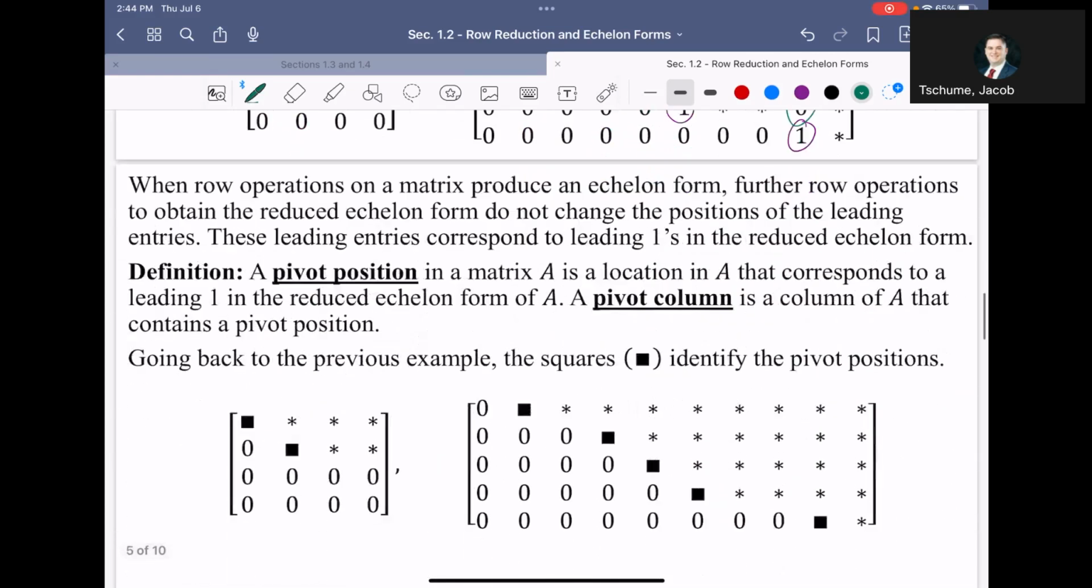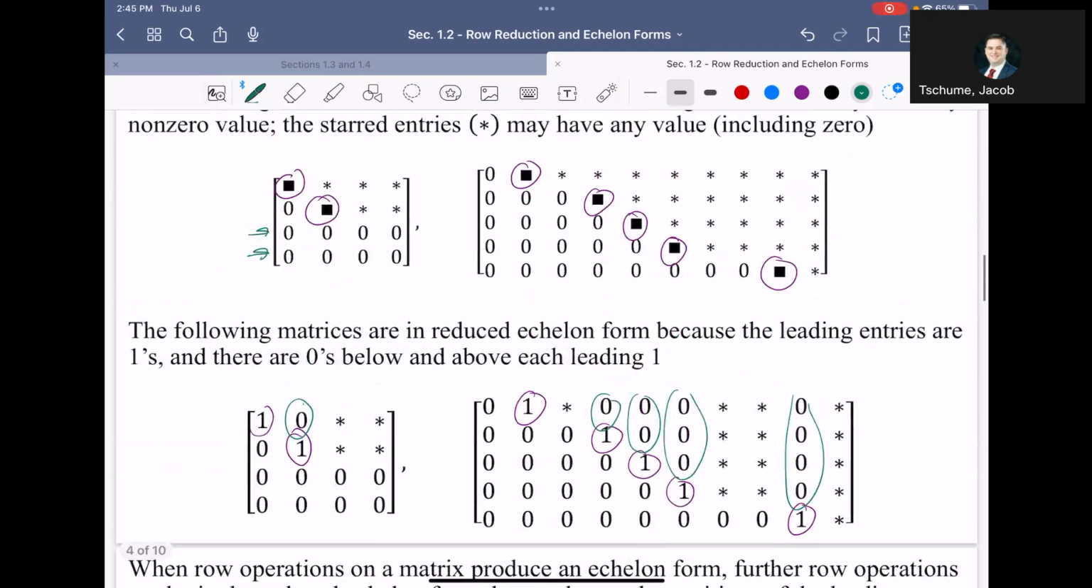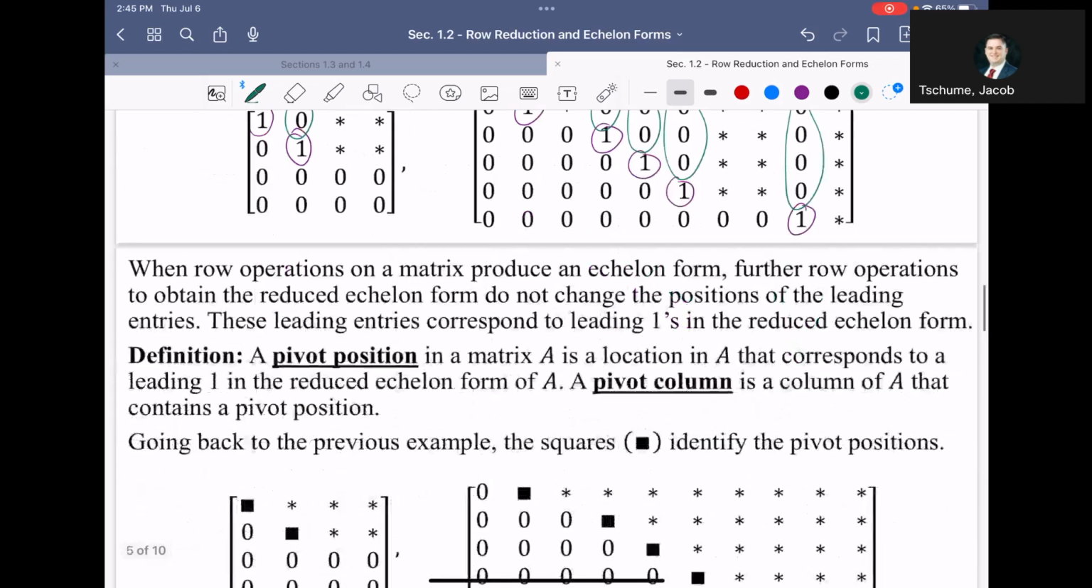All right, now that we know the difference between echelon and reduced echelon, there's two more definitions that we're going to need over the next few lectures. So when you do row operations on a matrix and you produce an echelon form, further row operations to obtain the reduced echelon form do not change the positions of the leading entries. So going back to my previous slide, when you go from echelon to reduced echelon, you'll notice that the black boxes just became ones. They don't move up and down once you get the leading entry location. It stays exactly right there.